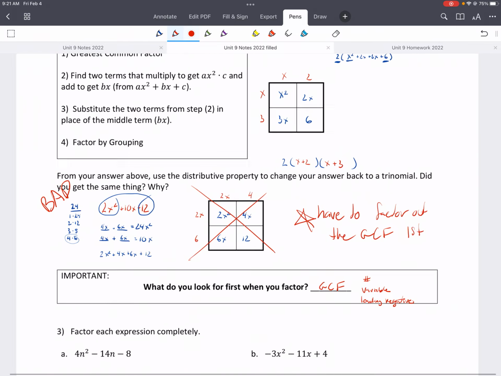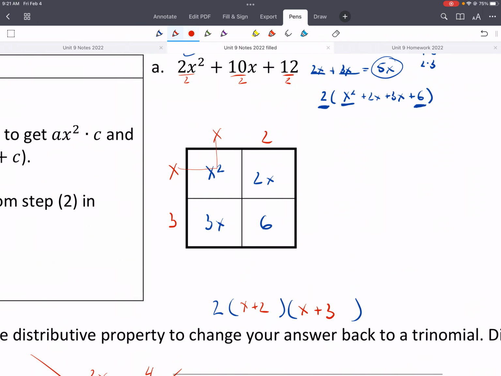Okay, so for this one, this worked out great. X times x was x squared, 3 times x is 3x, 3 times 2 is 6, and x times 2 is 2x. So that worked out great. Just the thing you've got to make sure of is that when you're all done, you still have that greatest common factor.